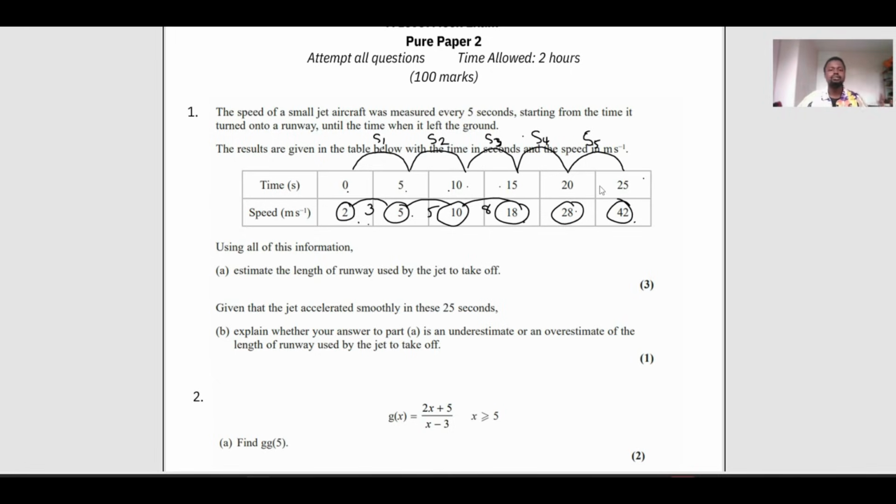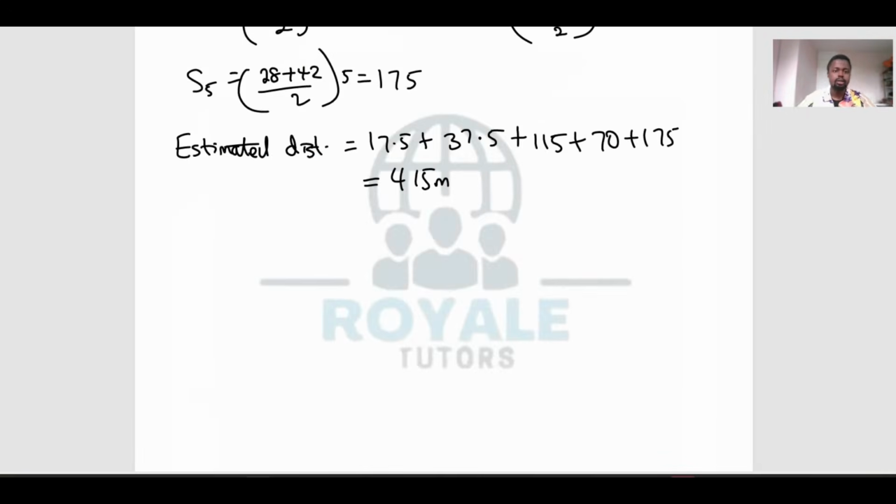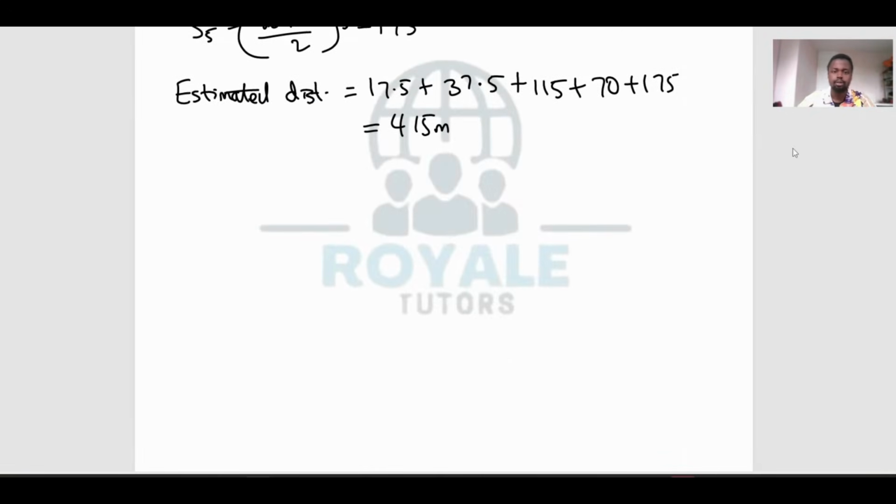So if you try to estimate the distance for that, it's going to be lower than when it is jumping from 3 to 5 to 8 to, I think this one is 10, and then this one should be 14, I think. Yeah, 14. So this is not accelerating smoothly. If we are considering the fact that it is accelerating smoothly, then the rate is going to be the same, which means that at the end, it won't get up to 42 meters per second at the end of 25 seconds. So our answer should be an overestimate. So the answer for 1B is overestimate.